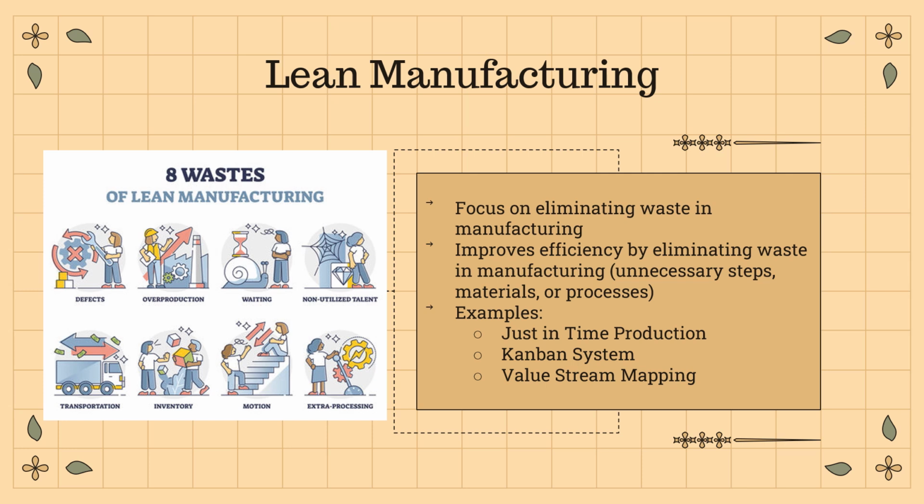In the image on the left, you can see some examples of waste that is found in manufacturing, such as defects, overproduction, waiting, non-utilized talent, transportation, inventory, motion, and extra processing. Some examples include just-in-time production, Kanban system, and the value stream mapping.